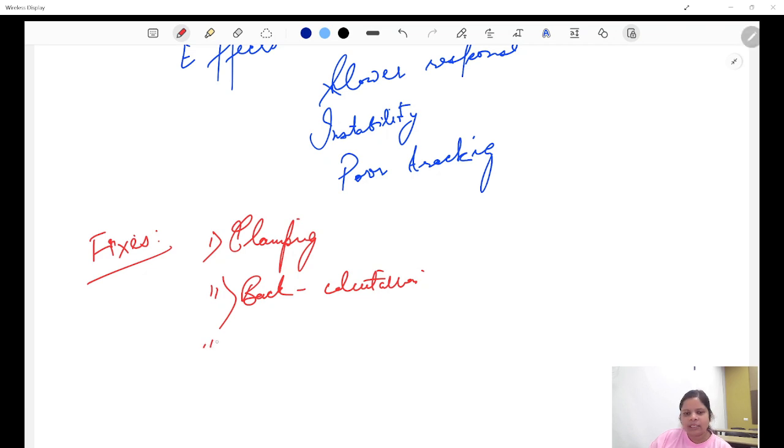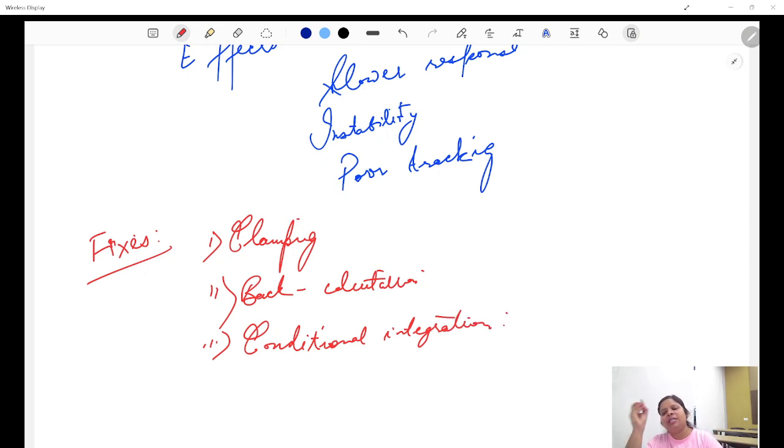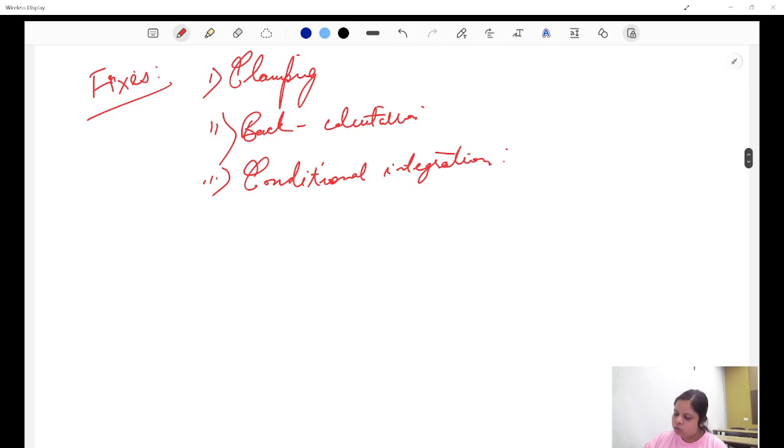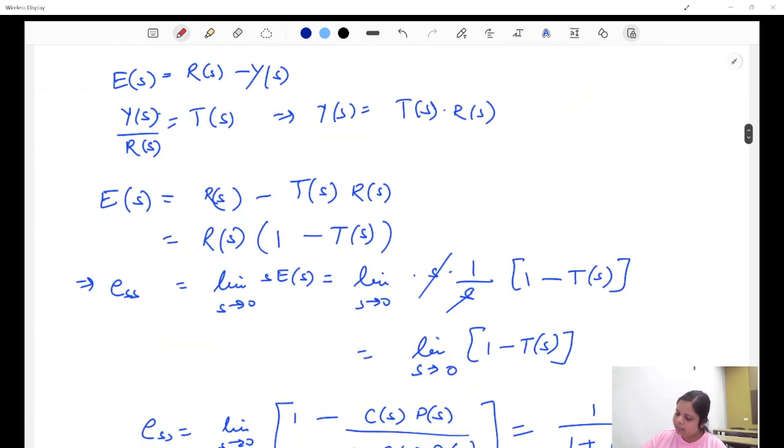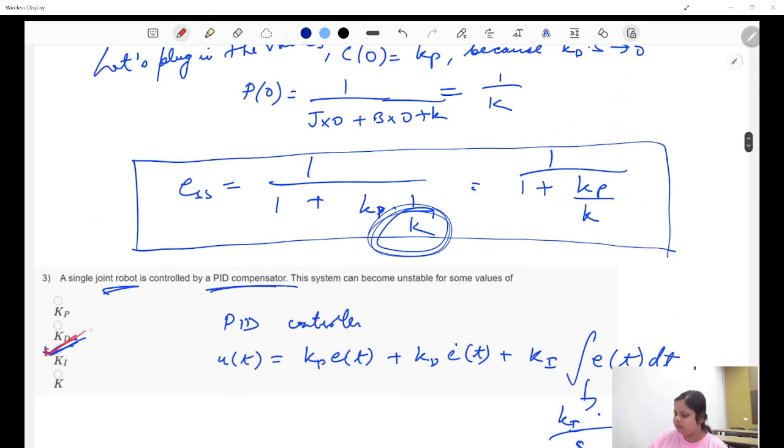And the third is conditional integration. Which means only integrate when output is within actuator limits. Not when it has touched the limit. So yeah, these are the fixes that we do. So that is why our correct answer in this case is KI.